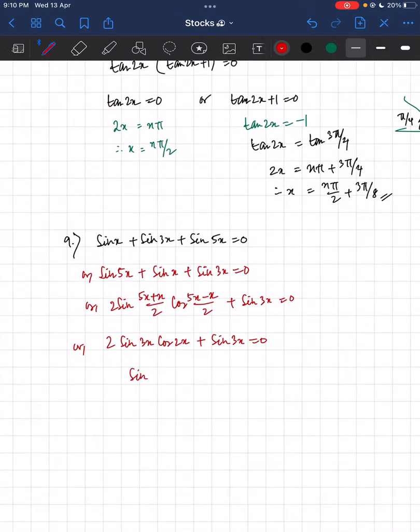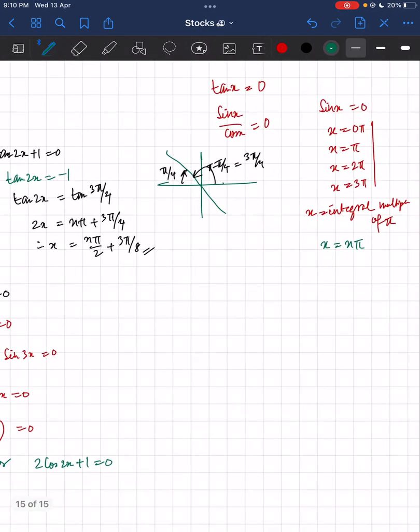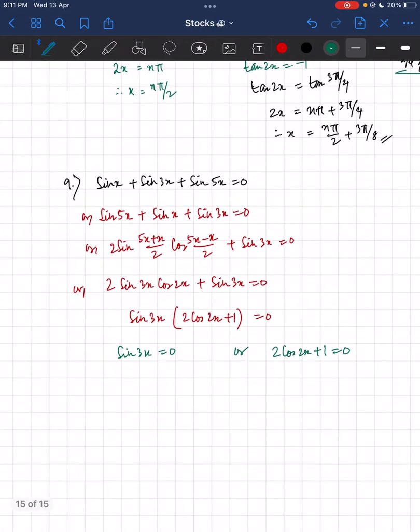So I'm going to take sine 3x common, just like before, which we have already done. So from here we can get that either sine 3x equal to 0 or 2 cos 2x plus 1 equal to 0. And we have already found out where sine x becomes 0. Sine x is equal to 0 when x is equal to n pi. So here sine 3x is equal to 0. So 3x is equal to n pi. So therefore x is equal to n pi by 3.